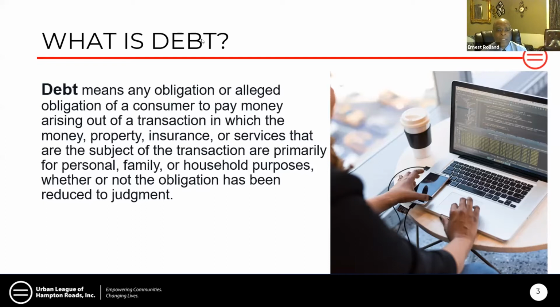So debt means any obligation or alleged obligation of a consumer to pay money arising out of a transaction in which the money, property, insurance, or services that are the subject of the transaction are primarily for personal, family, or household purposes, whether or not the obligation has been reduced to a judgment. Now that's quite a mouthful, but this is the official explanation as I pull it up from the Federal Trade Commission. Let's go to the next slide.